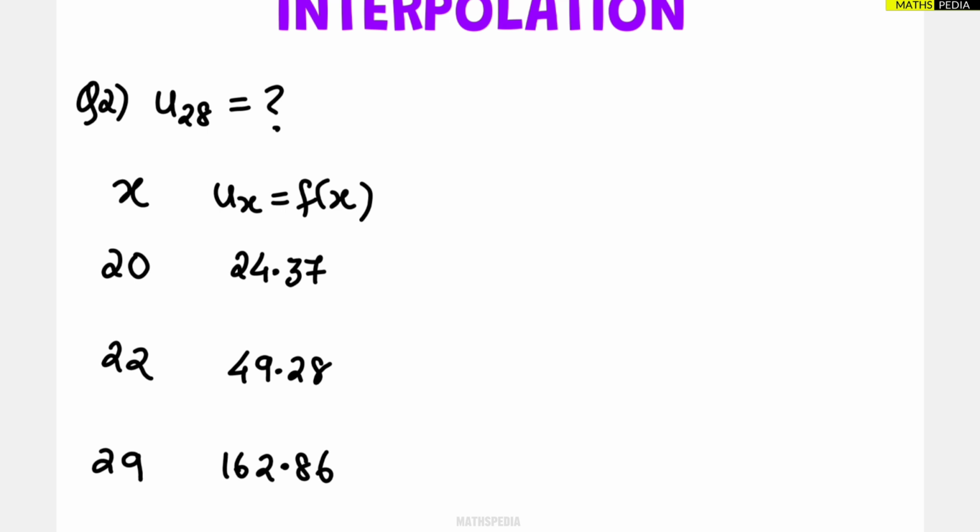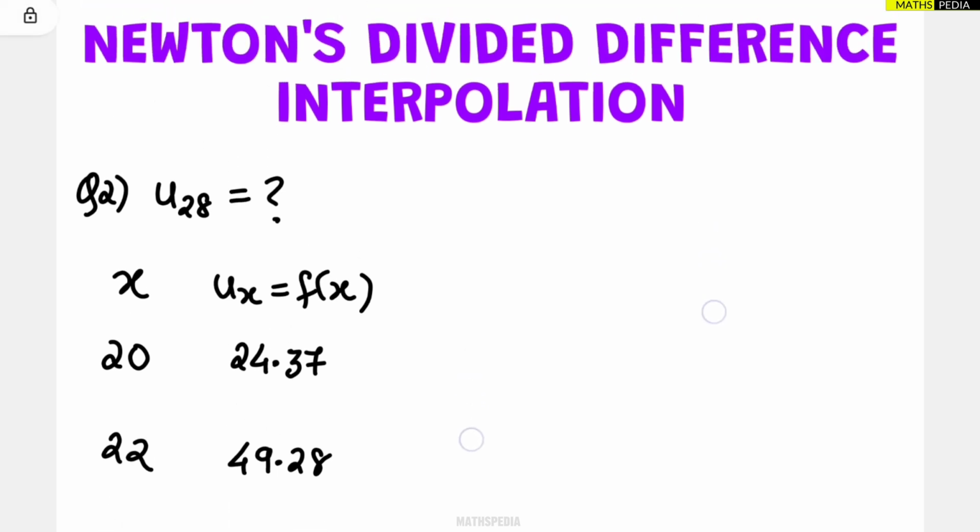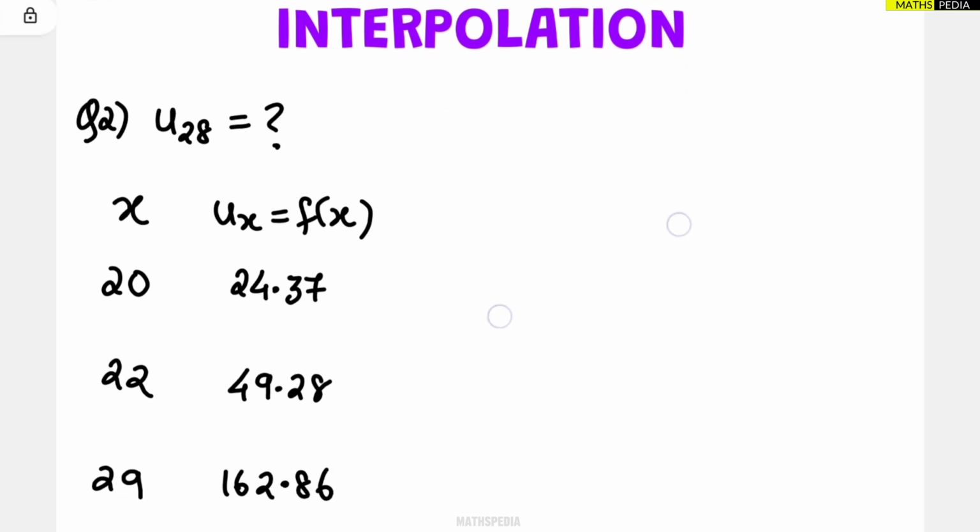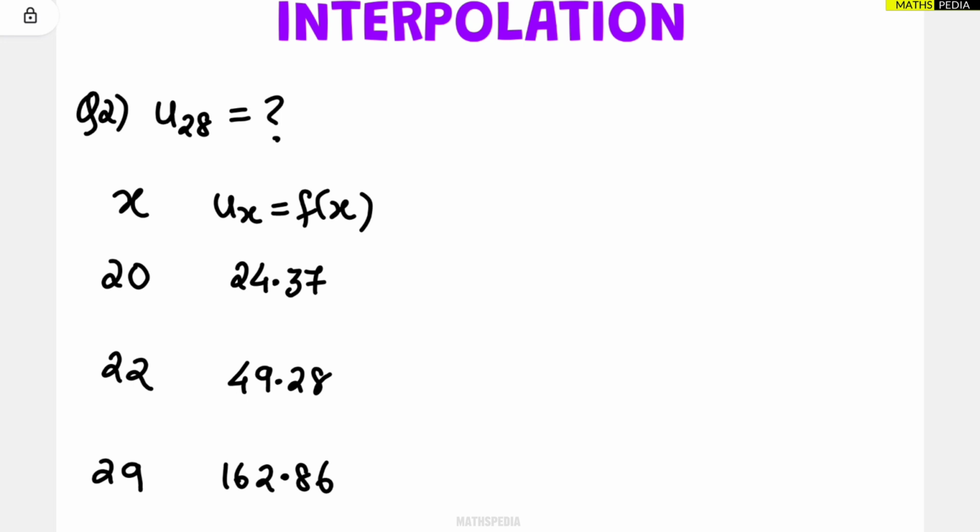What are the gaps? Unequal, right? So the unequal intervals we can call it. That's why we have to use Newton's divided difference interpolation formula for that purpose, because Newton's forward and backward will be used only for equal intervals.